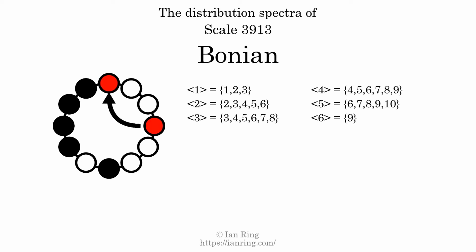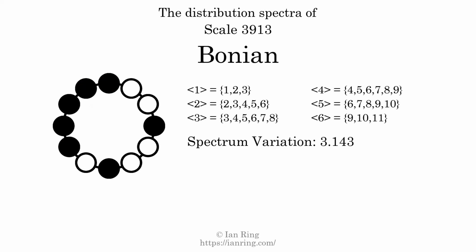9 semitones, 10 semitones, and 11 semitones. The spectrum width of this generic interval is 2. The spectrum variation is the sum of all the widths, divided by the number of tones. The spectrum variation of this scale is 3.143.